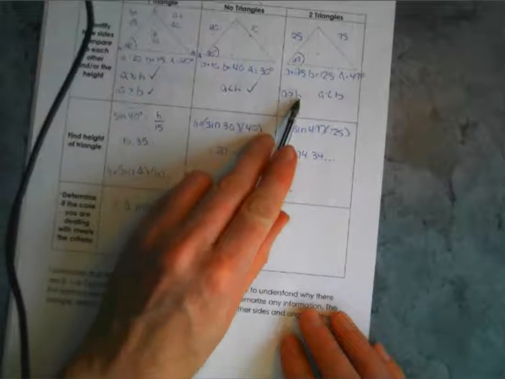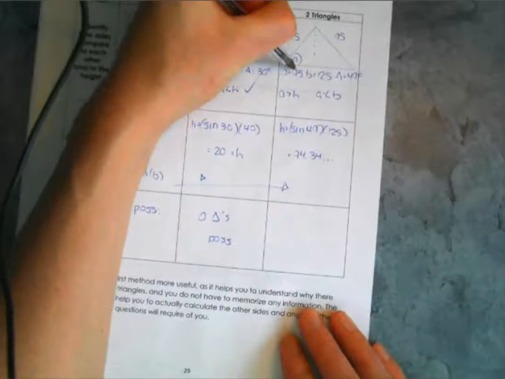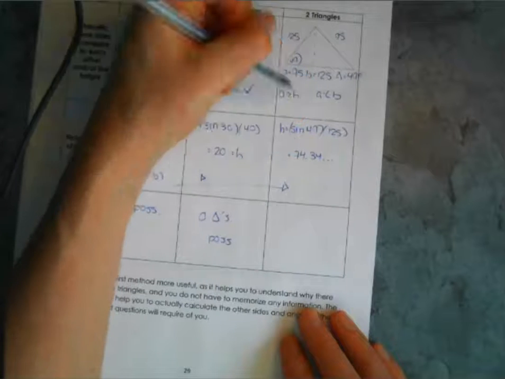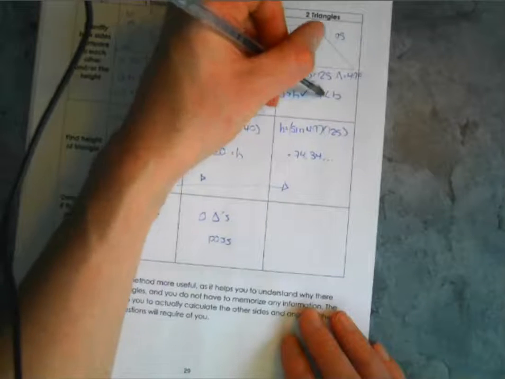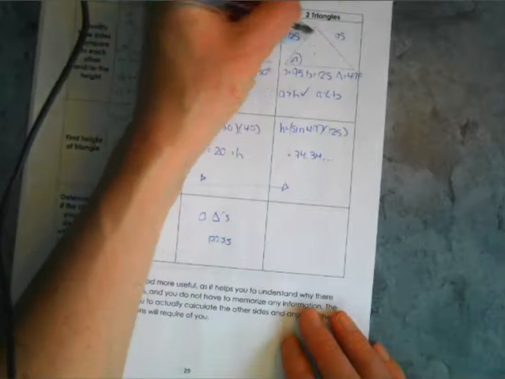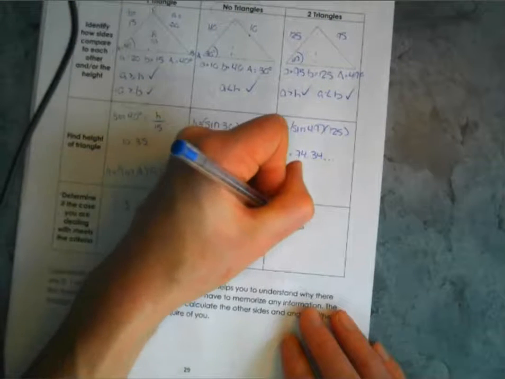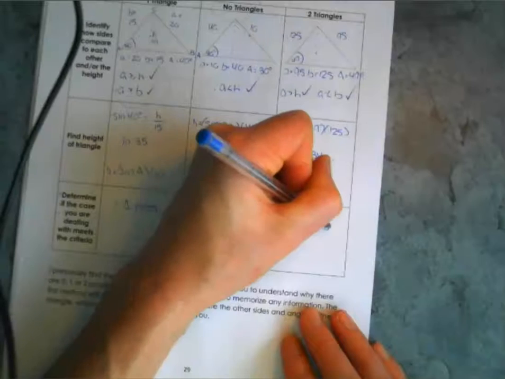Now determine if the case you're dealing with meets the criteria. Is A greater than H? A is 95, H is 94 point something, so yes, this one is accurate. Is A less than B? A is 95, B is 125, so yes. So we know there are two triangles possible. That can help you determine the types of cases that exist, but then you have to be able to go on from there and solve on your own.